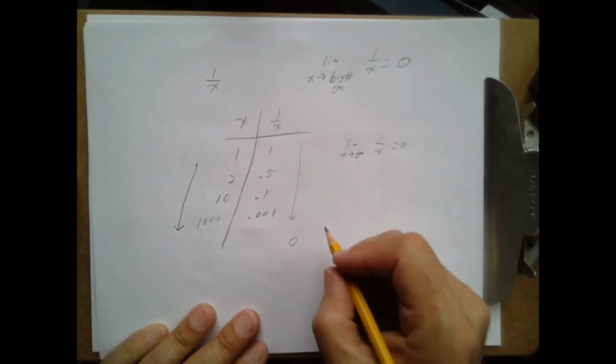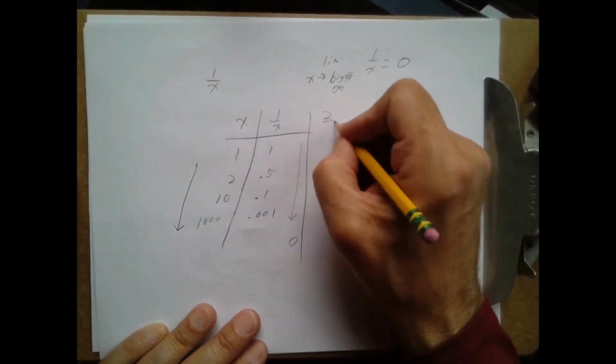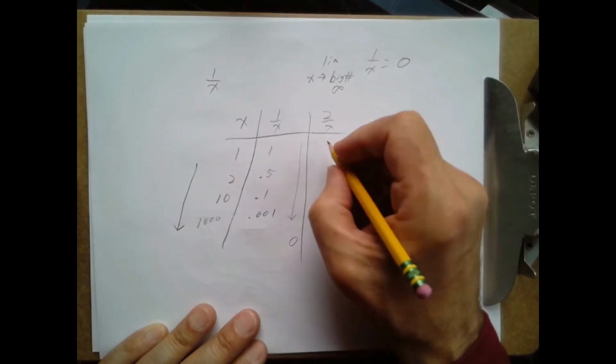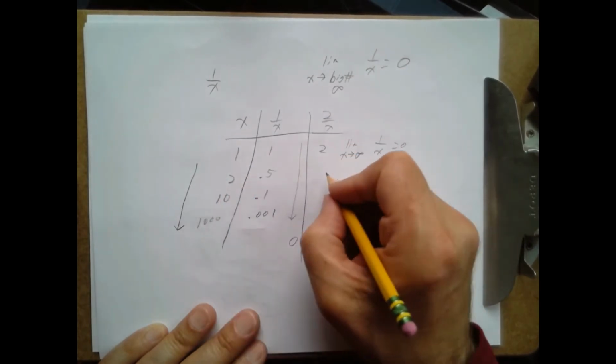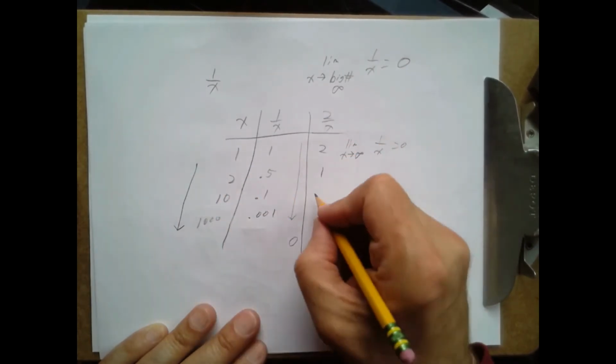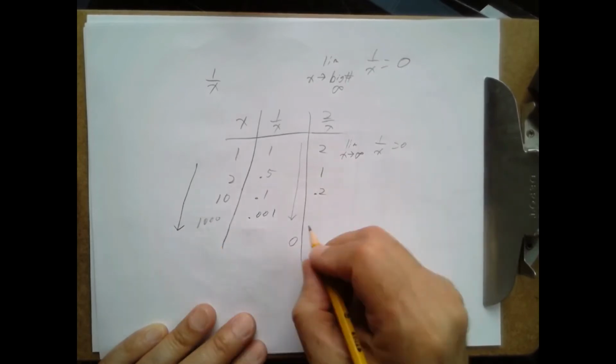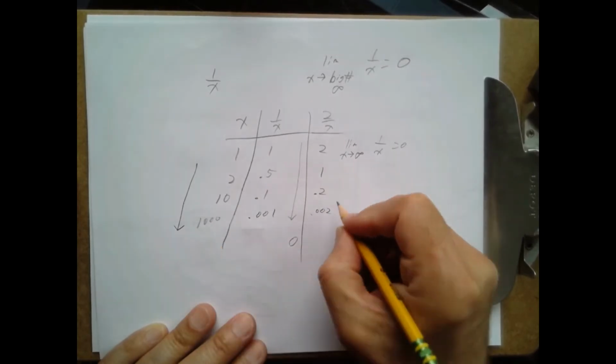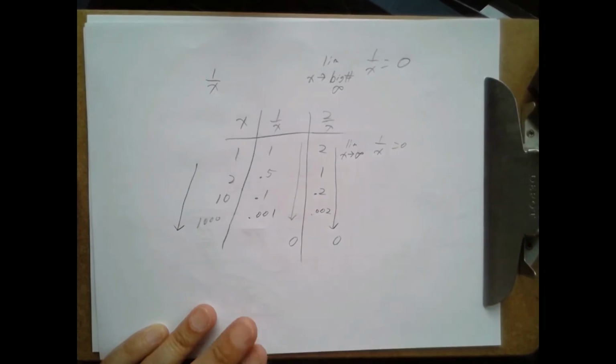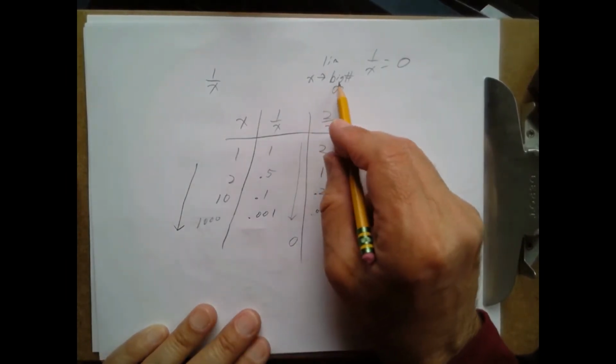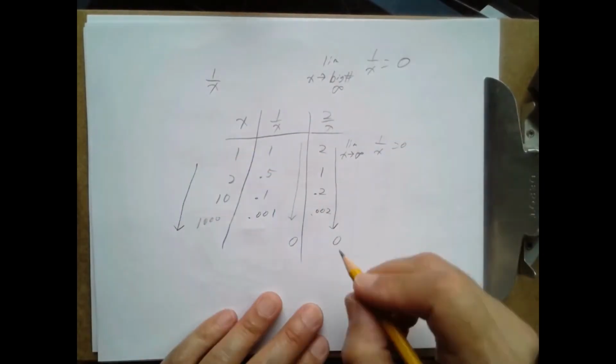But what about 2 over x? If x is 1, 2 over x is 2. If x is 2, 2 over x is 1. If x is 10, 2 over x is 0.2. If x is 1,000, 2 over x is 0.002. This looks like it's also approaching 0. And so the limit as x approaches a really big number of 2 over x is also 0.